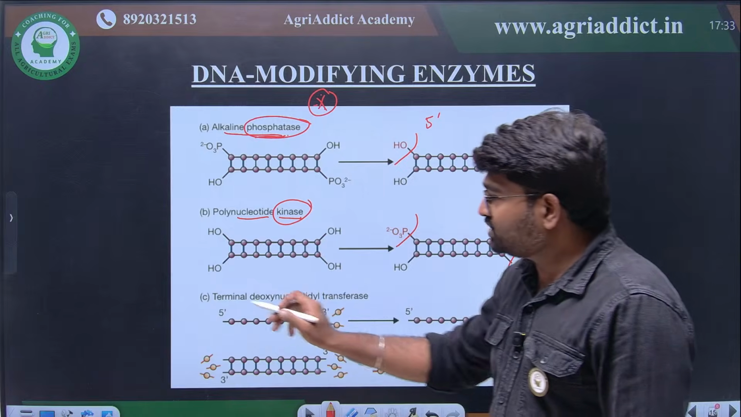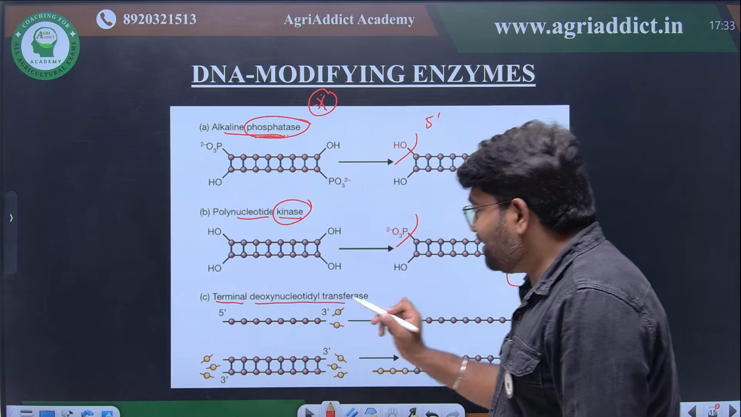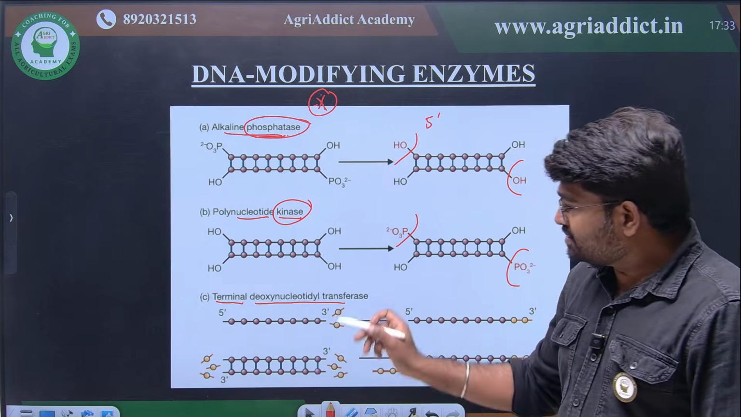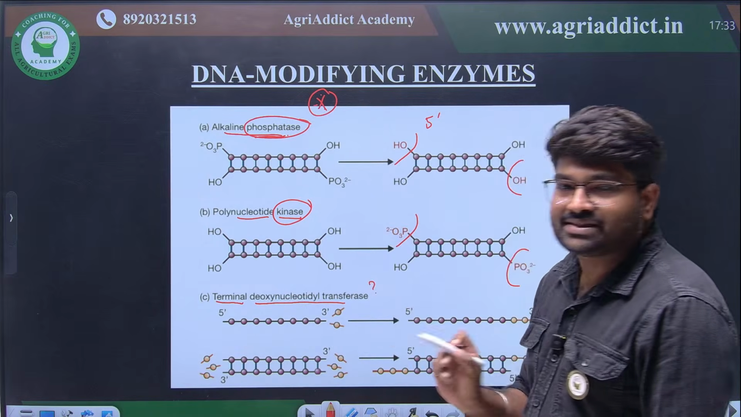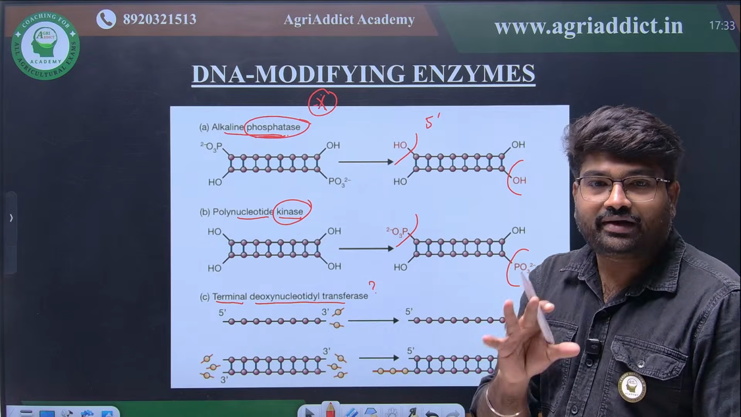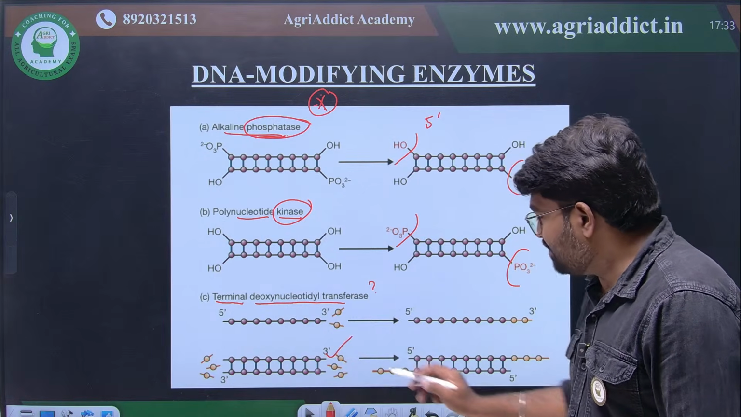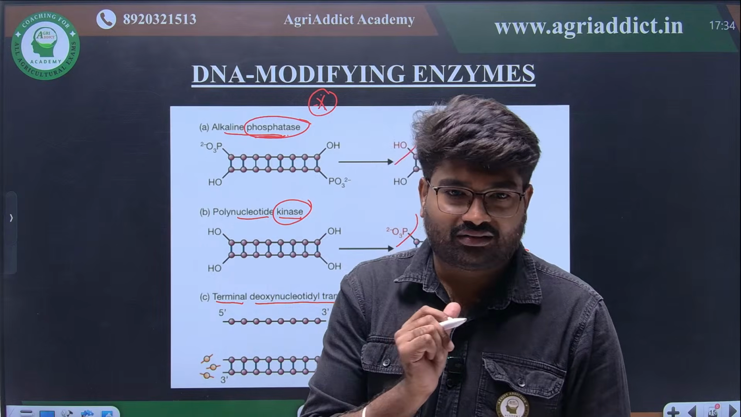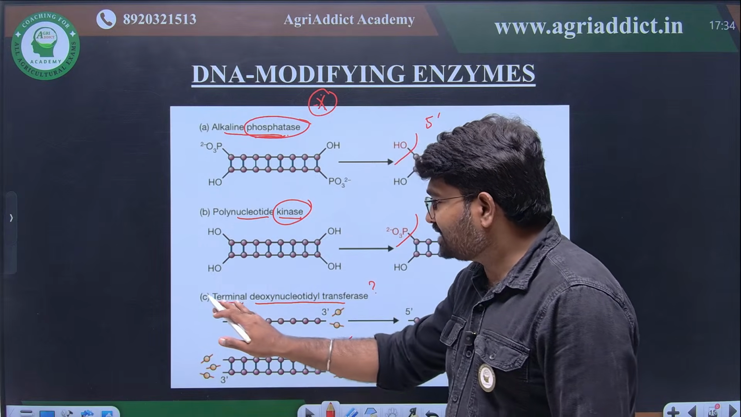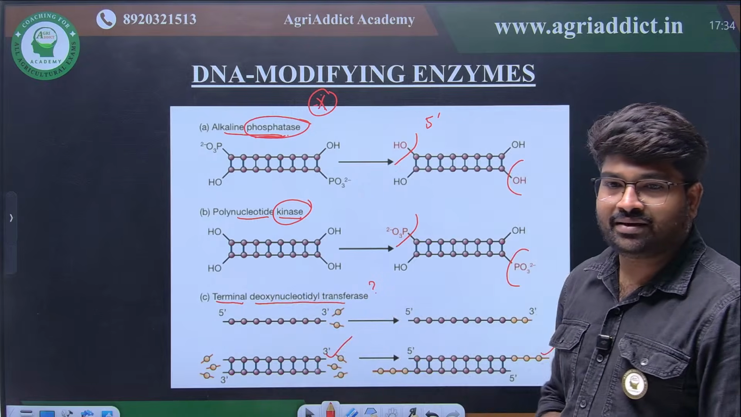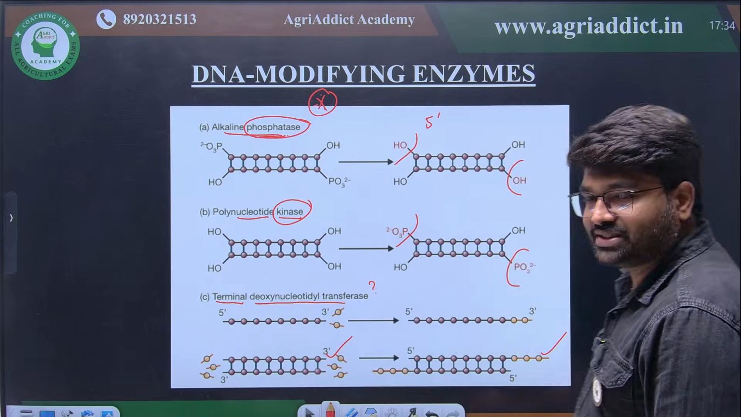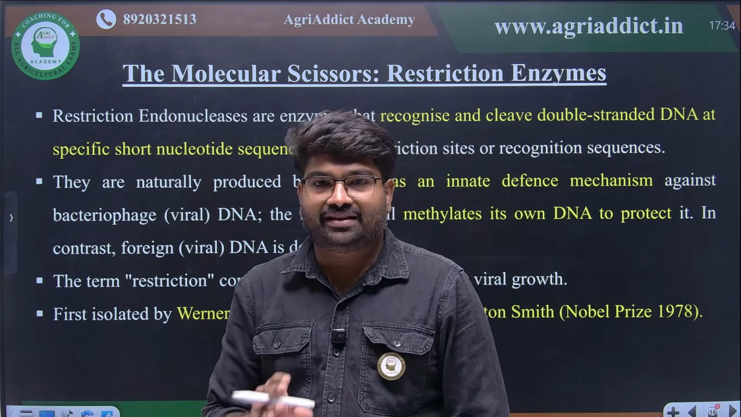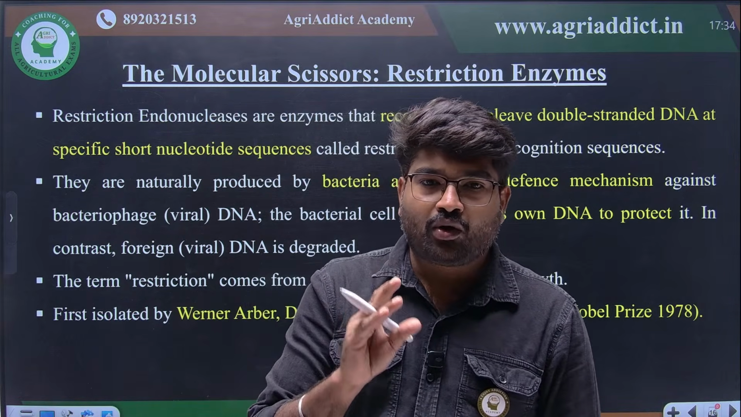Then another most important enzyme, terminal deoxynucleotidyl transferase. What this enzyme will do is add nucleotides to the 3' end of the existing double stranded DNA molecule. Clear? That enzyme is terminal deoxynucleotidyl transferase. I hope this is clear. So, different enzymes used in molecular cloning we have seen.